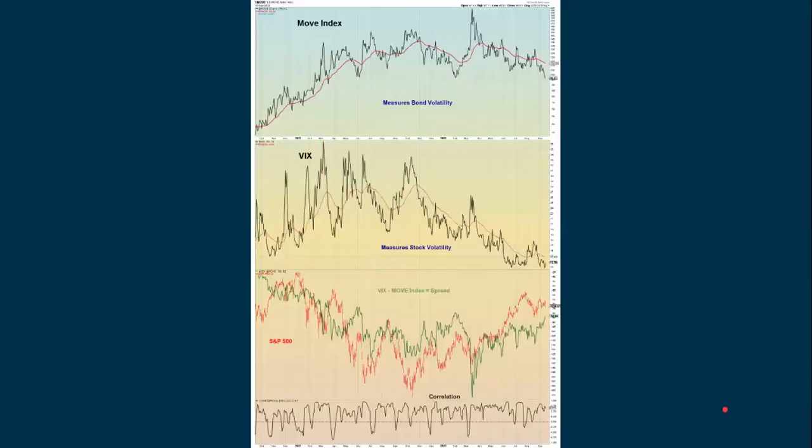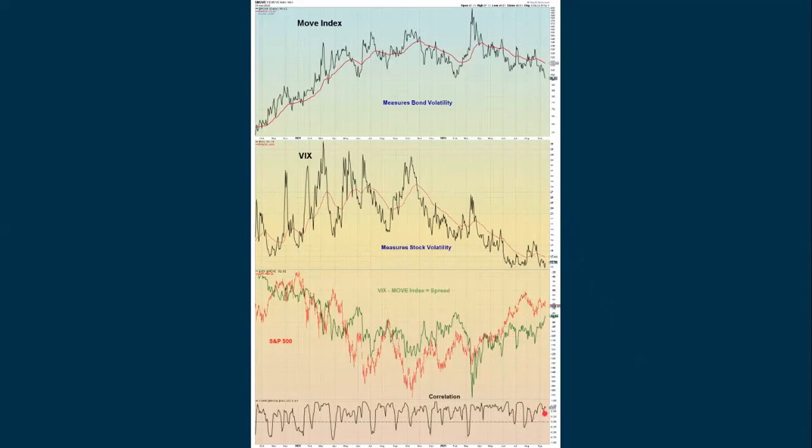Then we look at the MOVE index, which measures the volatility of bonds. That's on top. And then in the middle is the VIX, volatility of stocks. And then the green line here is the spread between the VIX and the MOVE index, just to give us an idea, what is the general direction that the spread is heading. And then the red line is the S&P. What I pay attention to most is on the bottom, and that's the correlation between the two.